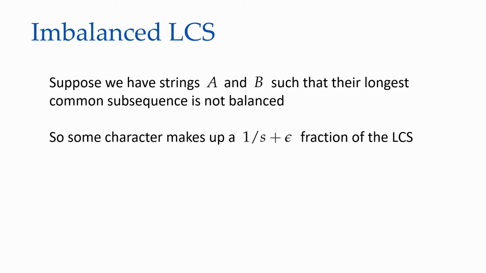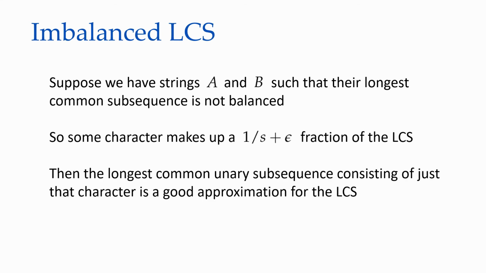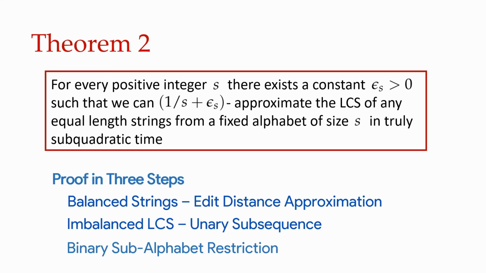Given two strings over an alphabet of size s whose LCS is not balanced, by being not balanced, we mean that some character accounts for a noticeably larger than 1 over s fraction of the symbols in the string. In this setting, returning a unary common subsequence just consisting of this most common character in the LCS will already be better than a 1 over s approximation to the LCS. So again, the unary algorithm will give us better than 1 over s approximation in this case. So this is an easy case.